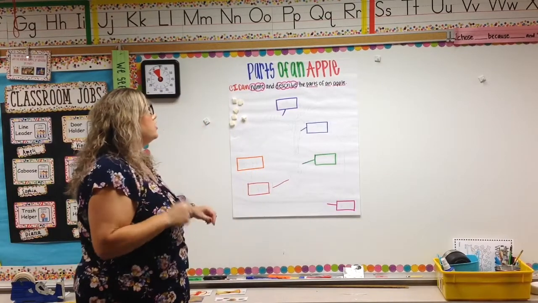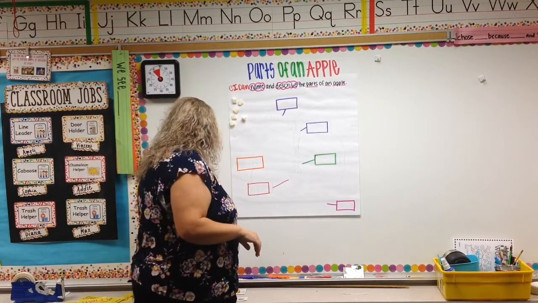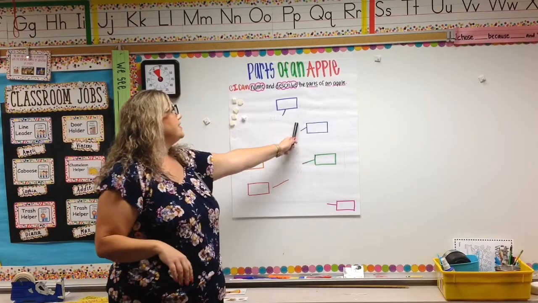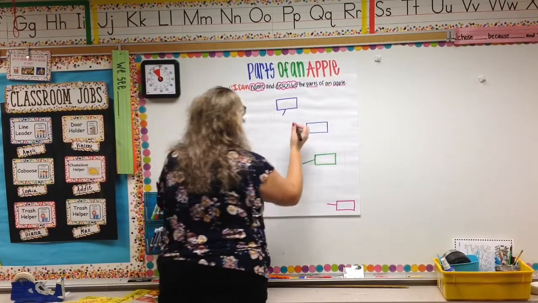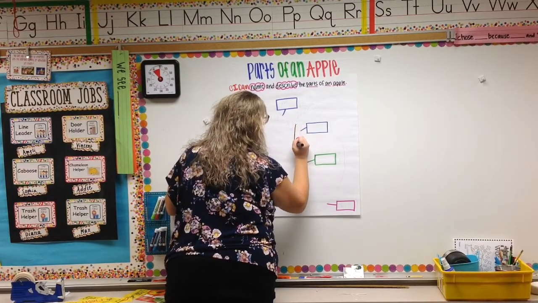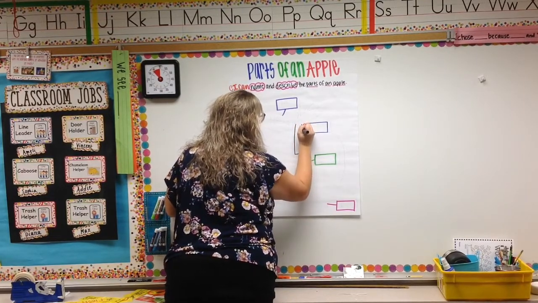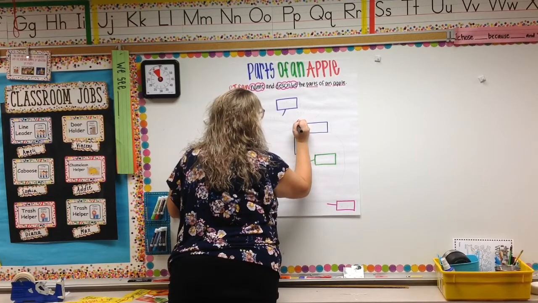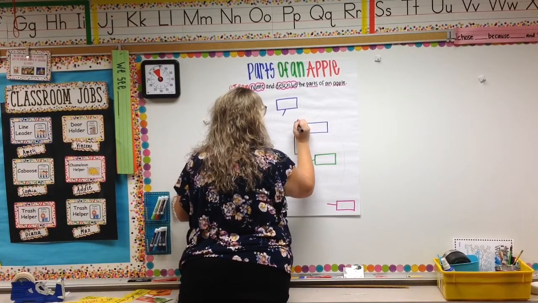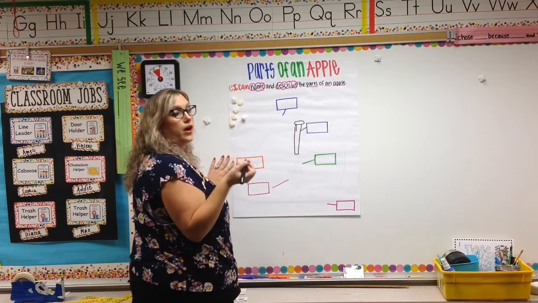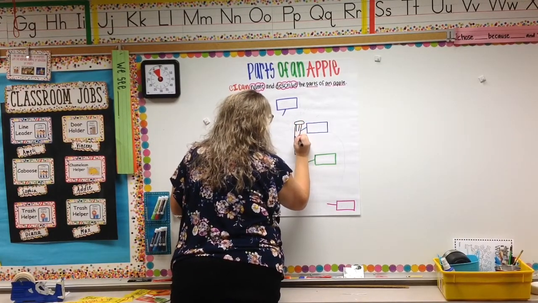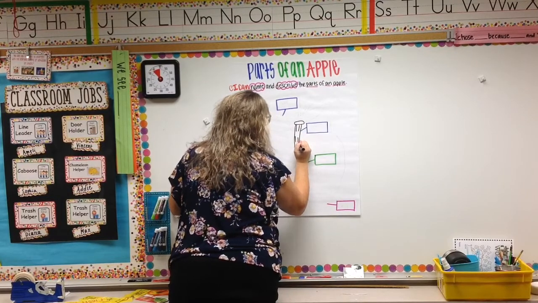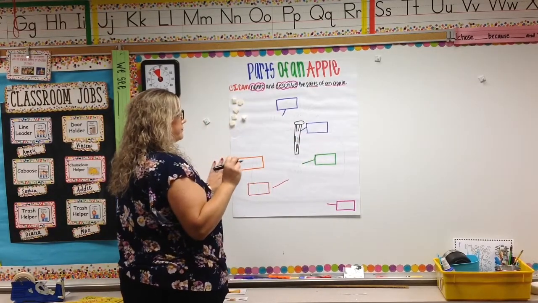Okay, so we're going to start with the stem of an apple. The stem of the apple is at the top of the apple, and it is what connects the apple to the apple tree. And through the stem is how the apple gets food and water and nutrients to grow really big and make it really tasty and juicy for when we eat the apple.